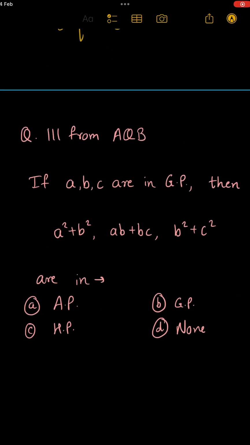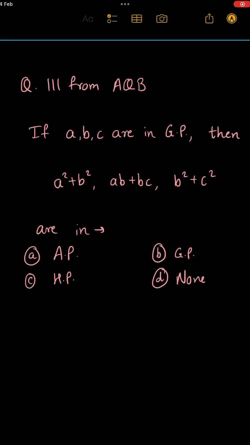Today let's see question number 111 from the additional question bank of sequence and series. In the exam you do not have time to solve these questions mathematically. So there is a simple trick that you should use, which is assuming some numbers.